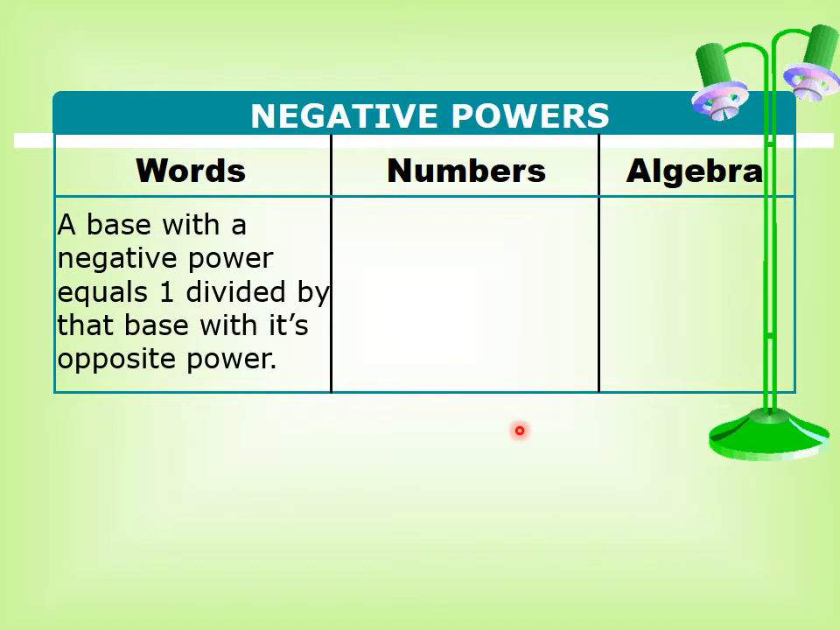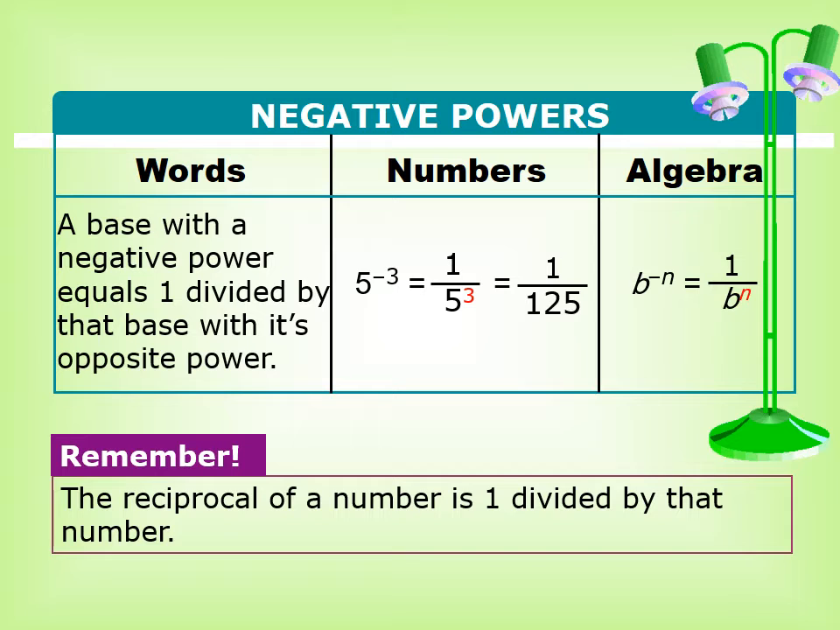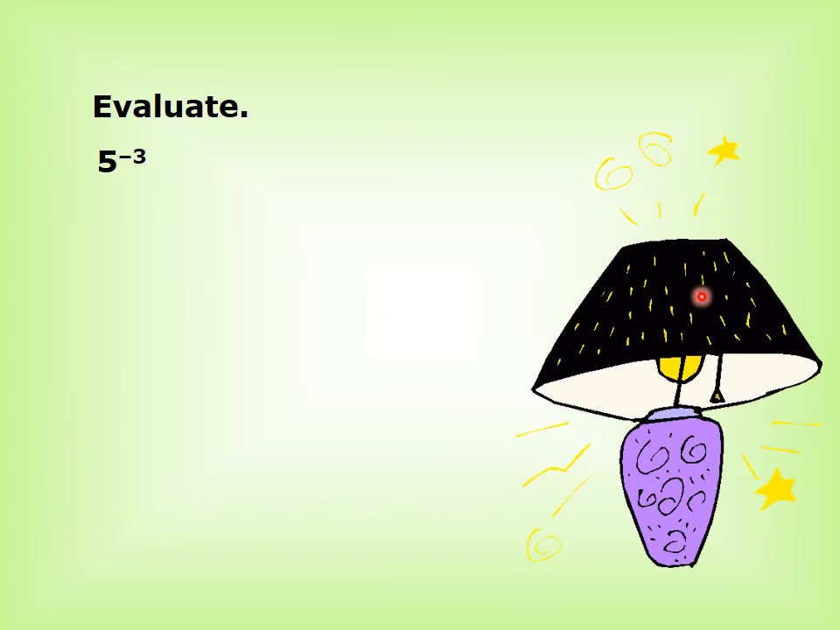Negative powers. A base with a negative power equals 1 divided by that base with its opposite power. For example, if we have 5 power negative 3 equals 1 over 5 power 3, and 5 power 3 equals 125, then this value equals 1 over 125. The main rule is b power negative n equals 1 over b power n. Remember, the reciprocal of a number is 1 divided by that number.